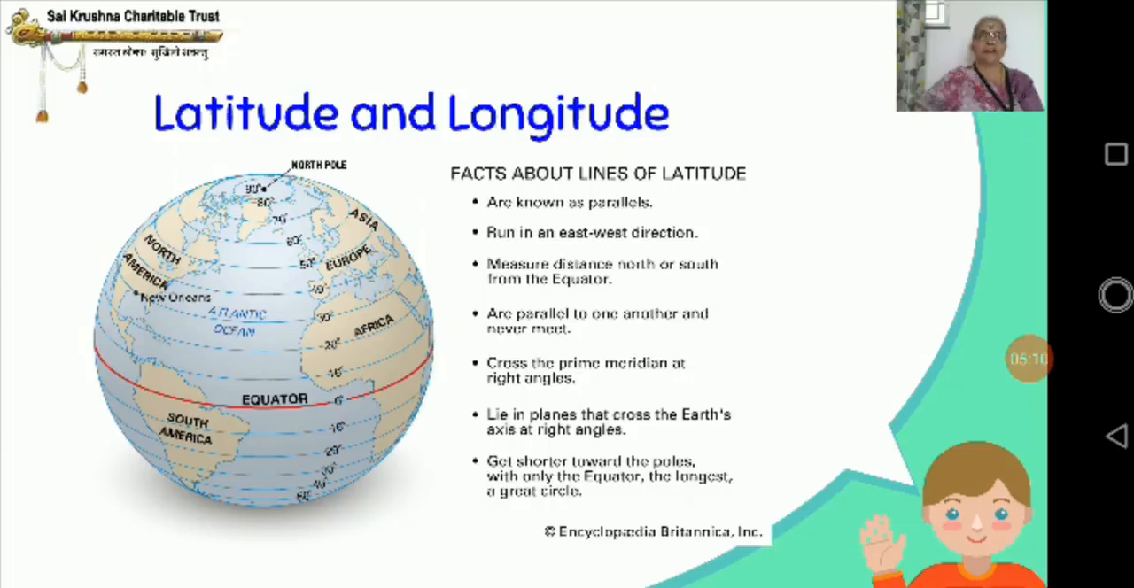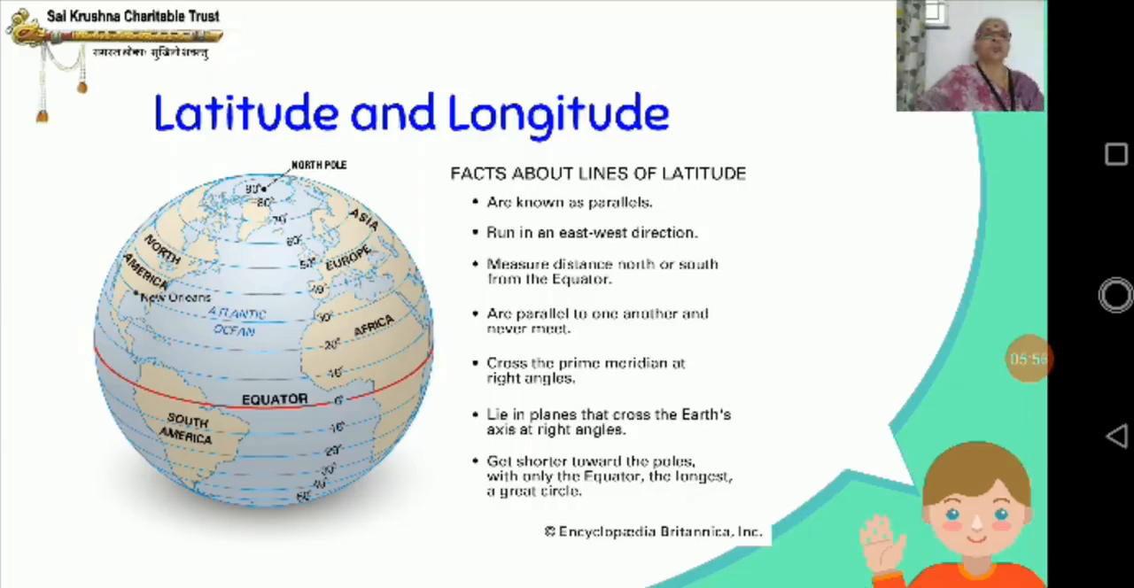Yes, facts about the lines of latitude. Some details we would like to see. They are called parallels. They run in an east-west direction, or you can say west to east, both are right. They measure distance north or south of the equator. Why can't they measure east or west? Yes, they are not dividing the earth that way. They are parallel to one another and they never meet. They cross the prime meridian at right angles. What is the prime meridian? You will learn later on. They lie in planes that cross the Earth's axis at right angles. So whenever you draw those lines of longitude, you'll see that they all make right angles there.